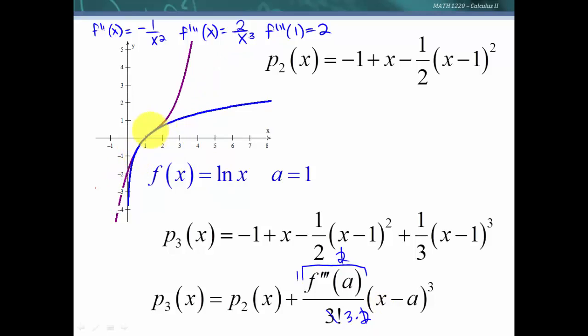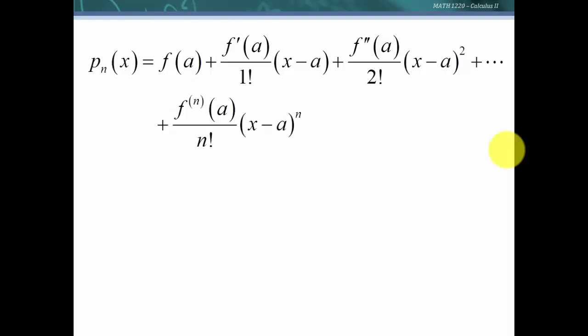And we can see that around a, which is 1, we've got a good approximation on an interval here. It looks really good up to this point here and really good up to this point here. And we extended that interval where it was a good approximation by increasing the degrees of these polynomials by adding on another piece to it.